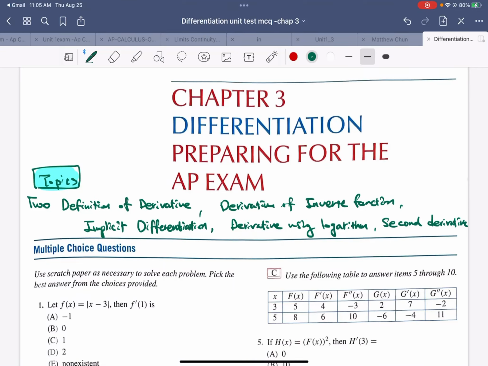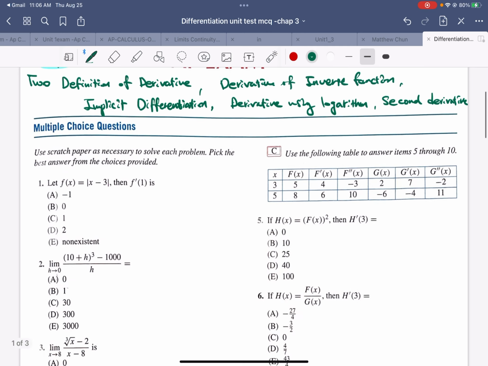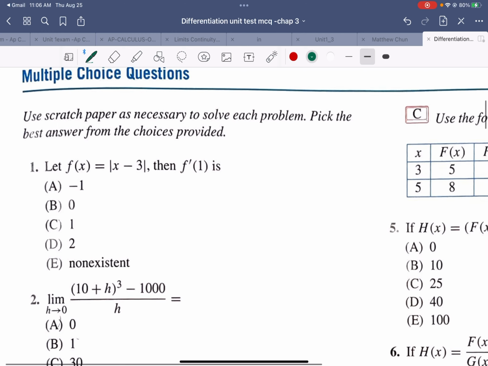This video is for differentiation, chapter 3. So the topics we're going to talk about are the definition of derivatives, derivative of inverse function, implicit differentiation, derivative using logarithm if it's a complicated function, and also second derivative. Okay, so let's look at the first one.